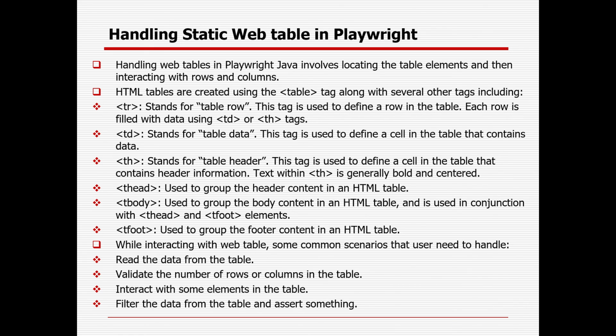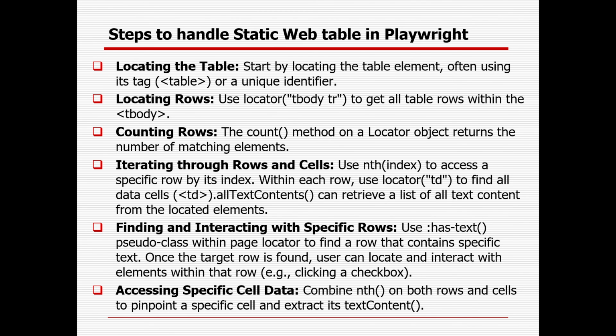So while interacting with web tables, some of the common scenarios that a user needs to handle or perform are: read the data from the tables, validate the total number of rows and columns in the tables, interact with some element in the table, filter the data from the table and assert something. Then what are the steps a user needs to follow to handle a static web table in Playwright?